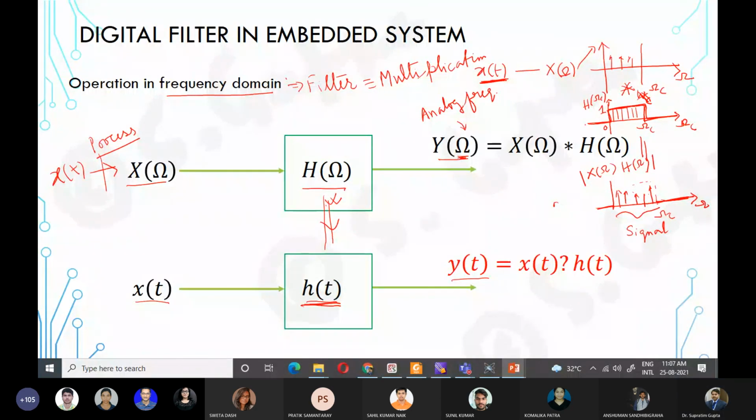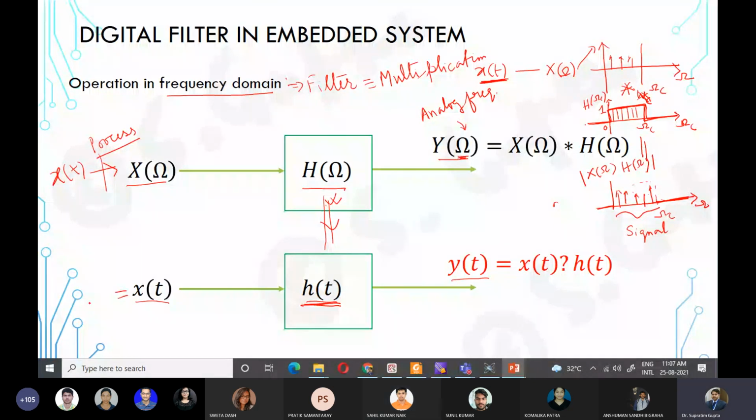Hello? Sir, the response of the system for an impulse input. That means when x of t is delta of t, then whatever y of t we get is h of t. Okay.